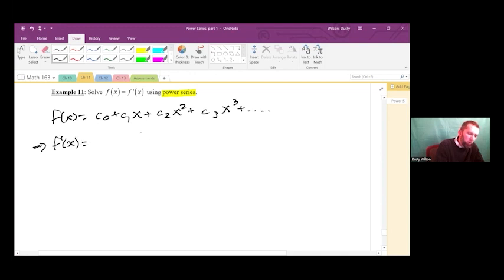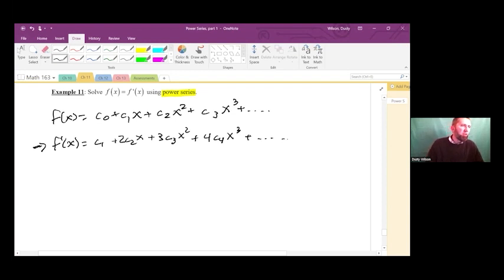would equal, well, we just have to take a derivative. So we would have the derivative of c naught is 0. So then derivative of c1x would be c1 plus, it looks like 2c2x plus the derivative of c3 x cubed would be 3c3 x squared. We start to see the pattern emerging. Plus 4c4 x cubed plus dot, dot, dot.